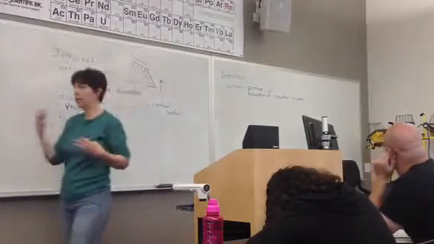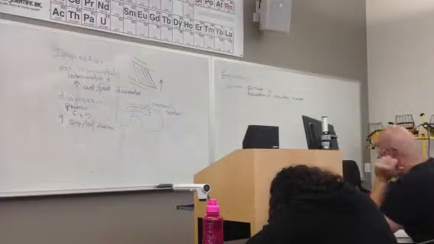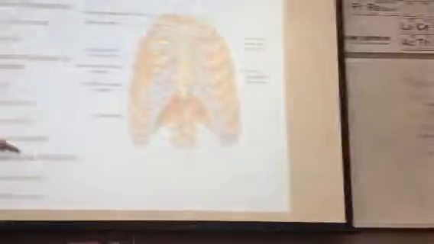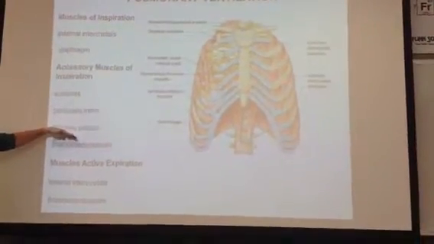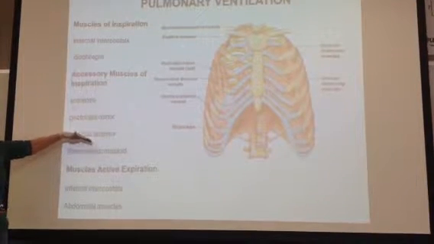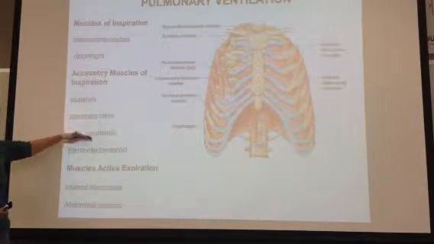Okay, so our respiratory muscles are only inspiratory muscles. Then we get to accessory muscles. If we need additional force, say we're blowing up a balloon, or we're working out at 12,000 feet and we need to take in a greater volume, we use these additional muscles.